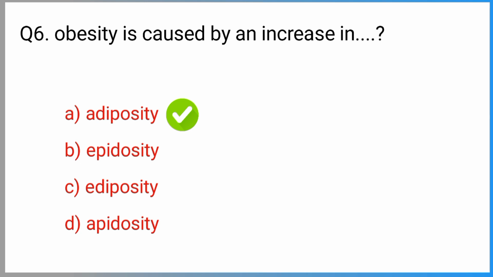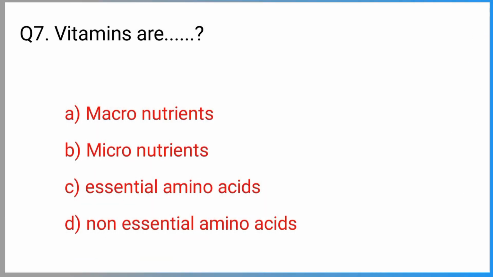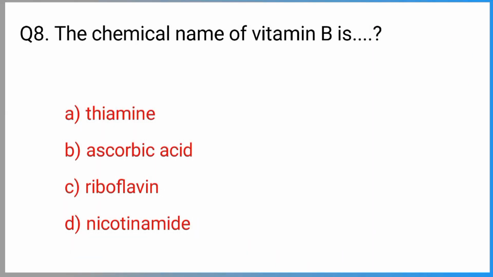Question number 7. Vitamins are. The correct answer of that question is option B, micronutrients. Question number 8. The chemical name of vitamin B is. The correct answer is option A, thiamine.